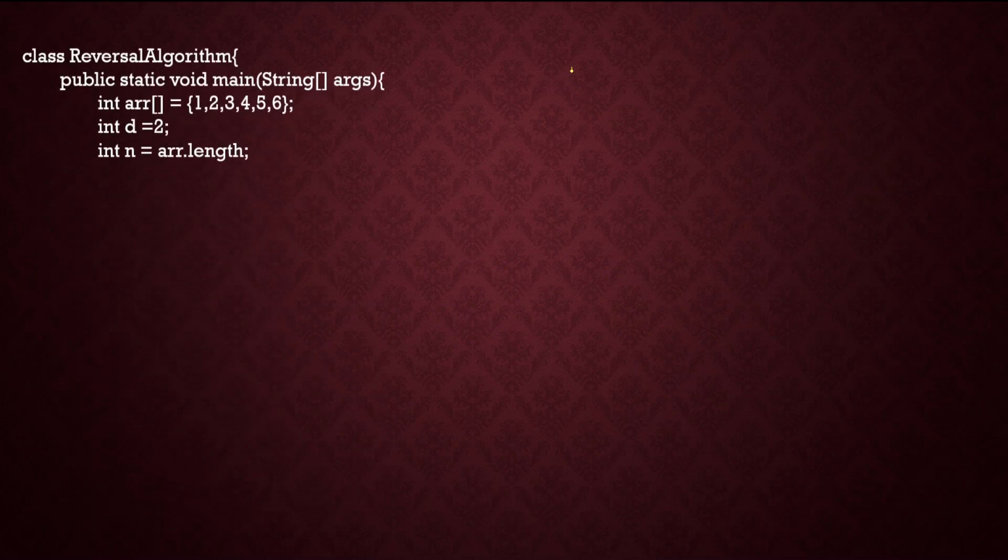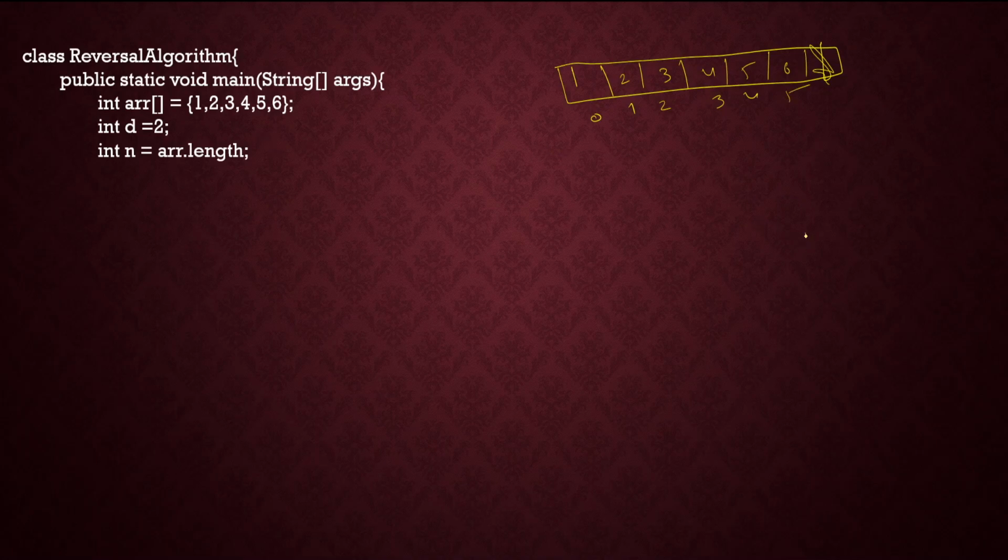What we have done over here, we have created one array. Let me create that array for you: 1 2 3 4 5 6. Let's suppose 6 it is. I am ignoring this. What will be the index? 0 1 2 3 4 5.